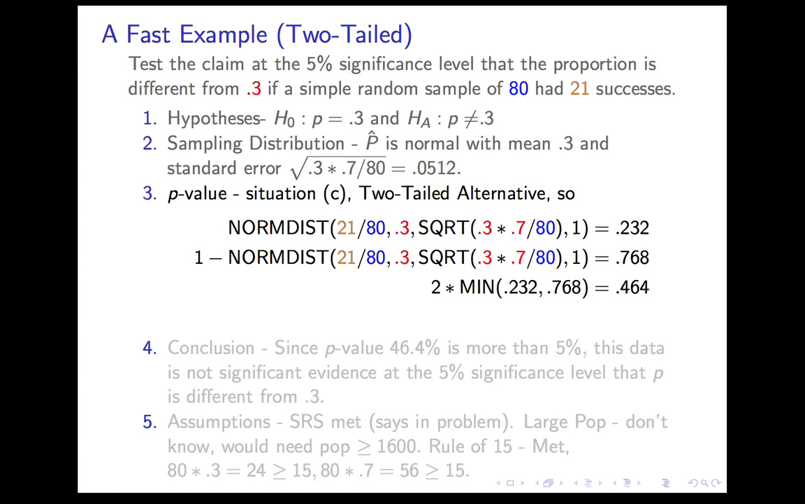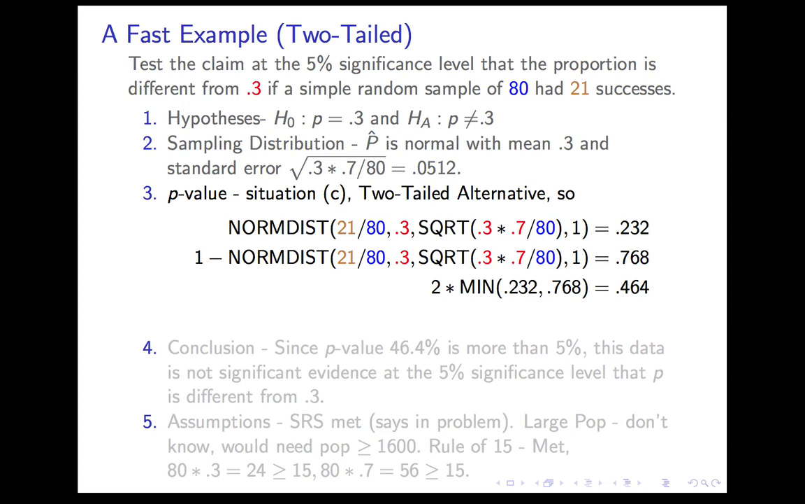If we were in situation A, that would be our p-value. We're not. If we were in situation B, 1 minus that would be your p-value. 1 minus 0.232 is 0.768. If we're in situation B, 0.768 would be our p-value. We're not, so instead, in C, we take whichever of those is smaller and double it. 0.232 is smaller than 0.768, so we double it, and we get 0.464.